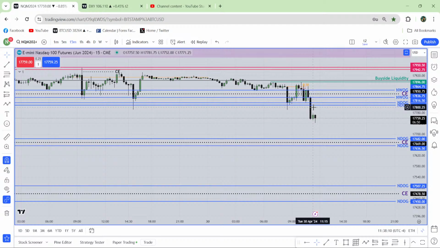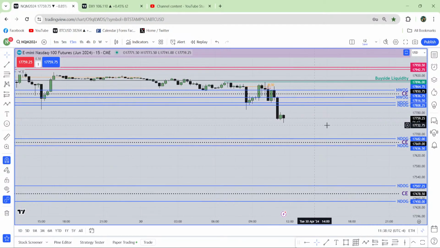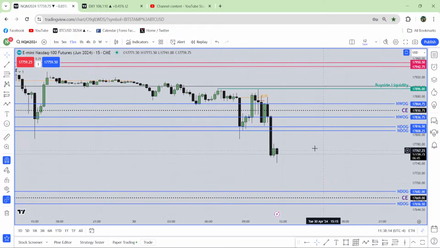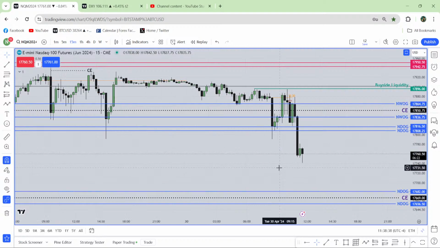I was bullish at the beginning. After watching all of this price action, I was bullish when the market came here. It respected the new week opening gap high and the consequent encroachment. Then the market fell. Then it started to respect the new week opening gap high as a resistance. Then it fell. Now the market went lower.